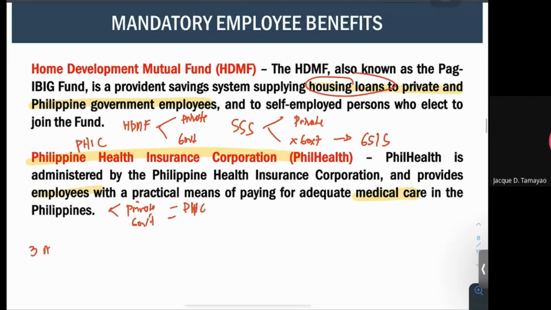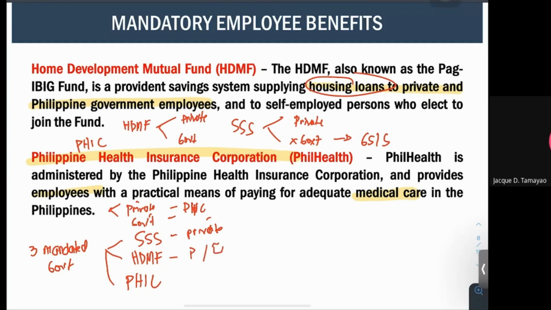So what are the three mandated government contributions? First, we have your SSS. Next, we have your HDMF. Next, we have your PhilHealth. SSS applicable to private, HDMF private or government, PhilHealth private or government. What is secured under HDMF? Housing. PhilHealth, health or medical related.